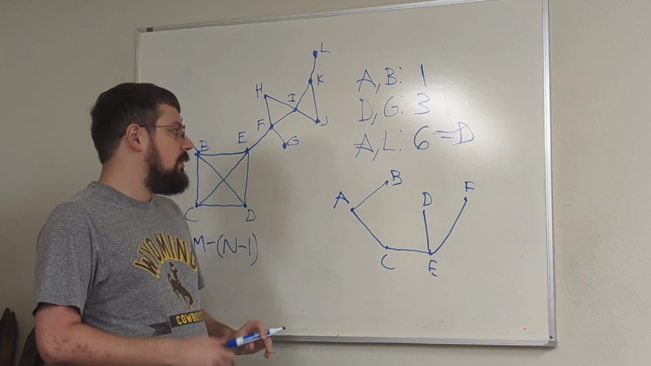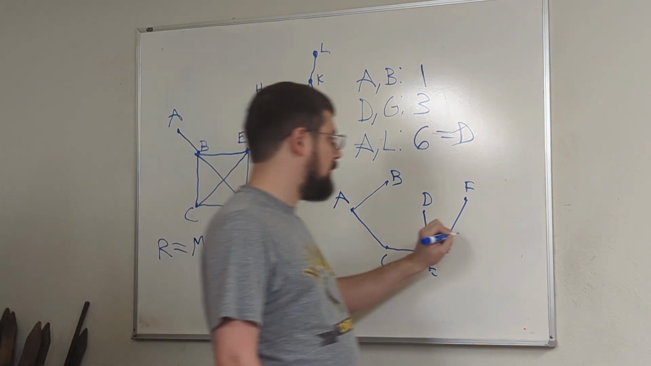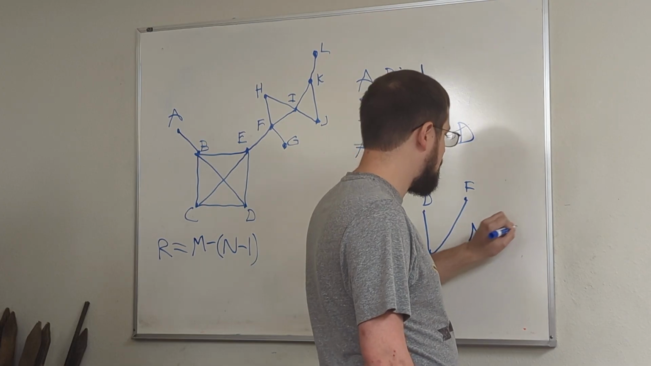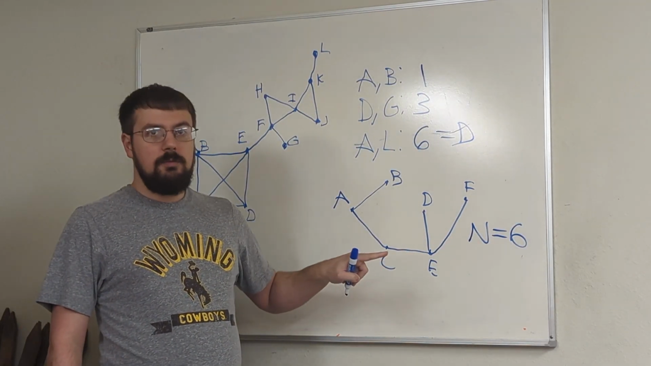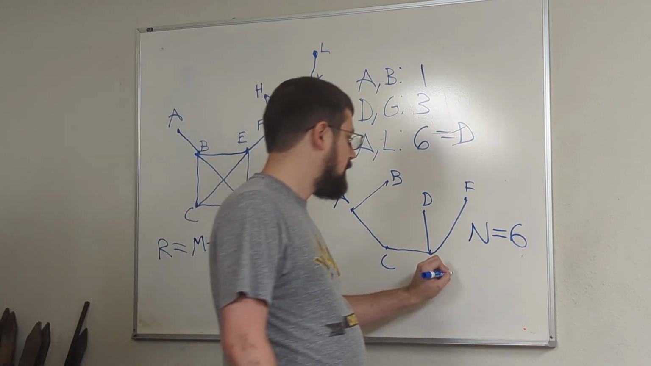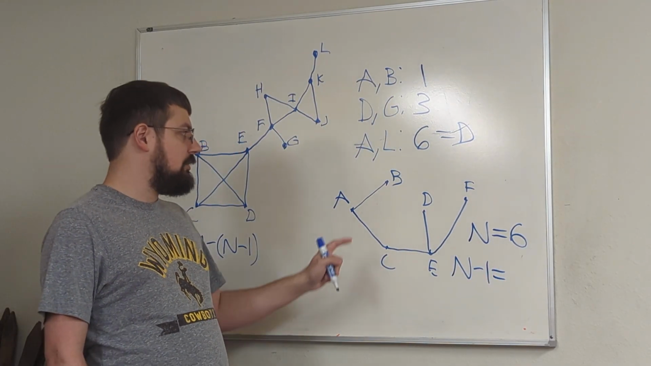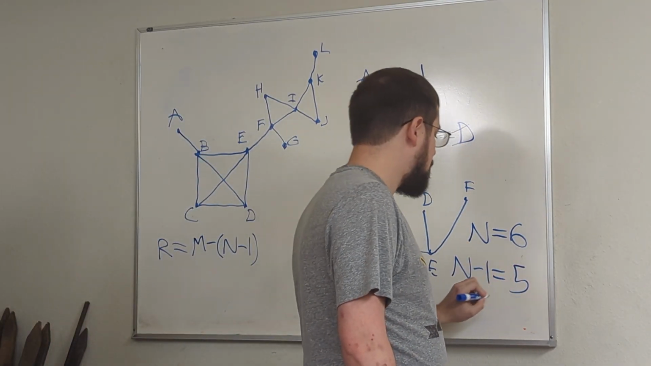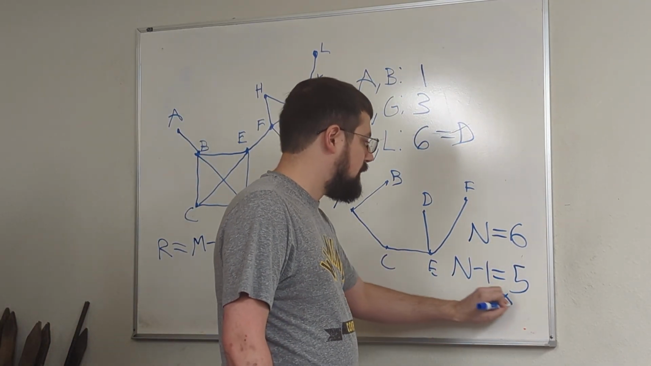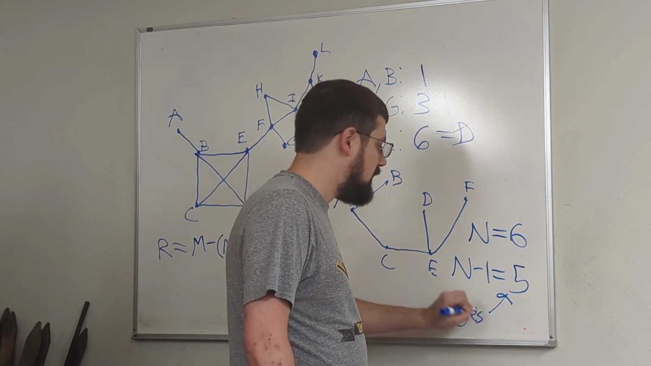Finally, when we have n vertices, so in this case n is our number of vertices, so that's 6 for this tree, anytime we have n vertices, we are always going to have n minus 1 edges. So in this case, we have 1, 2, 3, 4, 5 edges. So this is going to be the number of edges that we have anytime we have a tree.